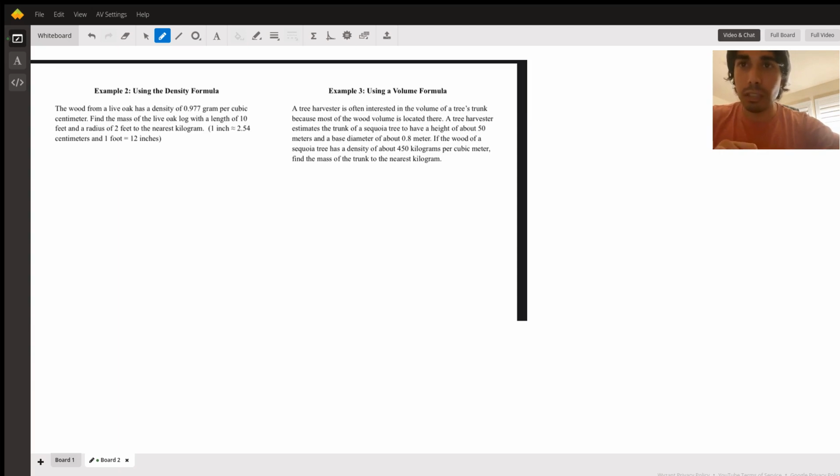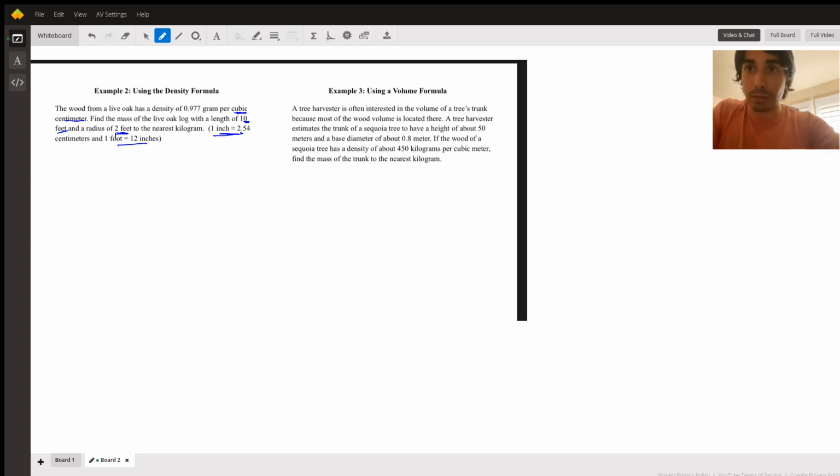So we got the wood from a live oak has a certain density. Find the mass if it has a length of 10 and a radius of 2. And notice, these are in feet, 10 feet and 2 feet. However, our density is in cubic centimeters. So we need to convert those feet into centimeters so we can be using the same measurements, all right? So notice whenever they give you these conversions, that's a hint that they're going to want you to convert it into something else. All right.